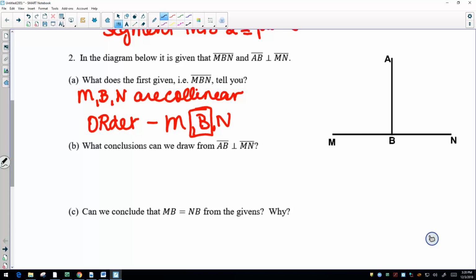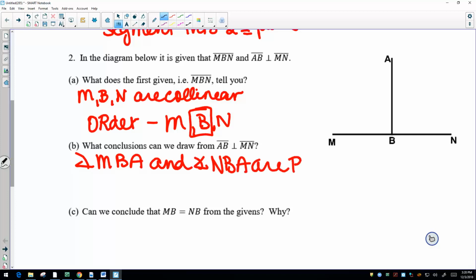Okay. What are we able to draw from the fact that AB is perpendicular to MN? Well, we know perpendicular lines form right angles. So I could say angle MBA and angle NBA are right angles.